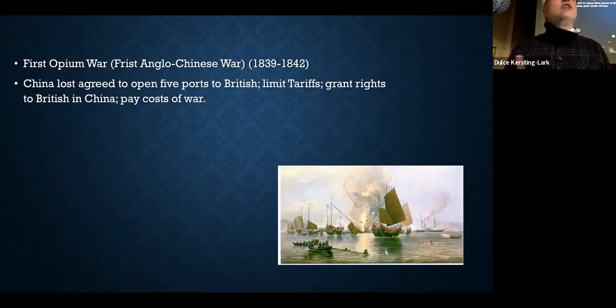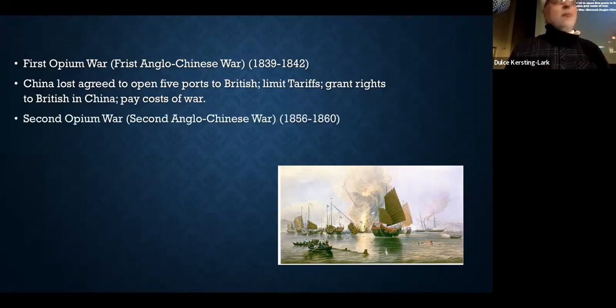They limit the tariffs on British goods coming in. They grant rights to the British in China. And basically, British citizens in China are exempt from Chinese laws. If they break Chinese laws, the British government will deal with that individual, which is usually a slap on the wrist and nothing much more, depending on the crime. And then China had to pay the cost for the war. This is another thing Great Britain does, is they make the loser pay for getting beat up on. And so this weakens China and the Chinese Empire.